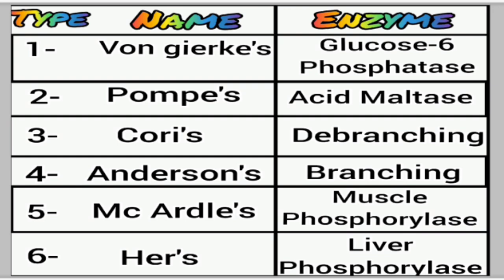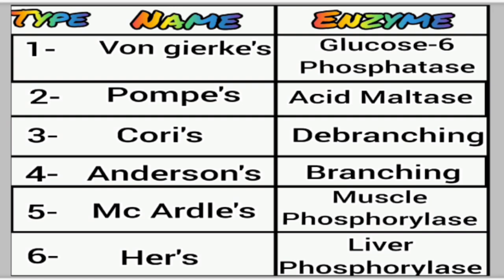Type 1 is von Gierke's disease. The enzyme deficient is glucose 6 phosphatase. Type 2 is Pompe's disease. The enzyme deficient is acid maltase. Then third one is Cori's disease. The enzyme deficient is debranching enzyme. Fourth is Andersen's. The enzyme deficient is branching enzyme.